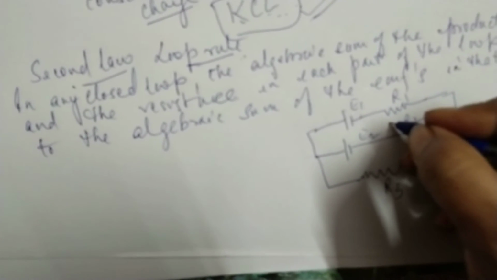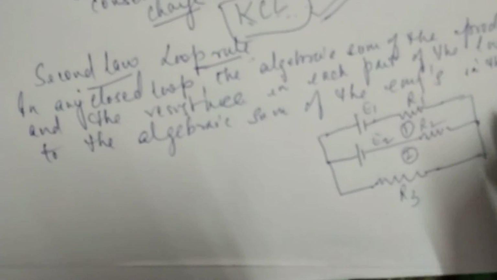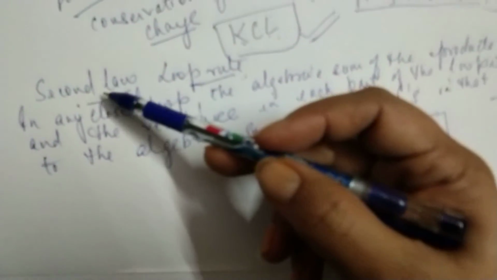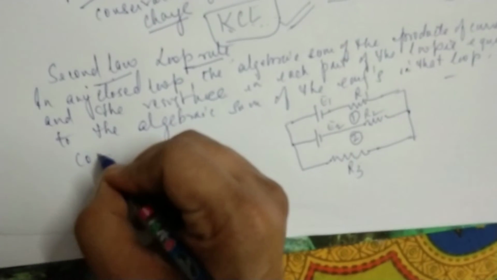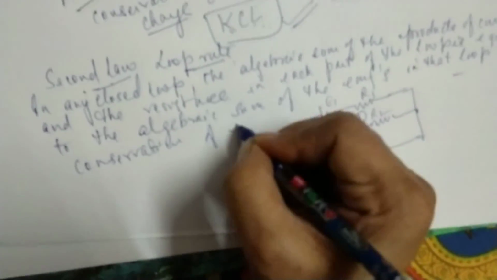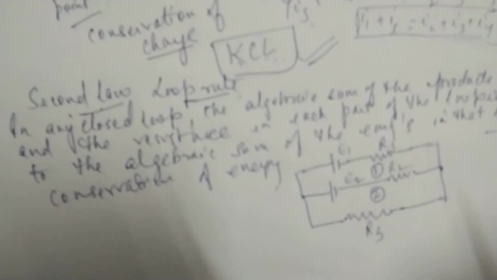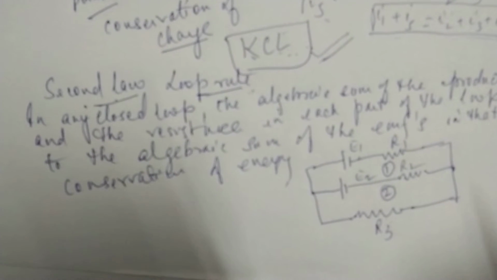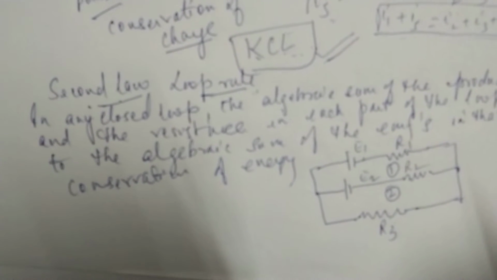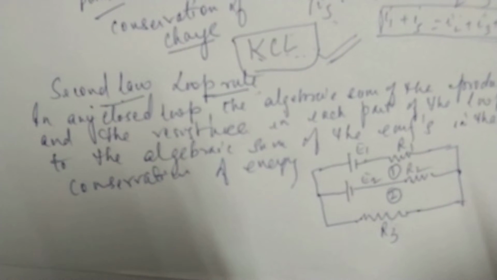We'll consider there are two loops. We'll consider this as the first loop and this is the second loop. Now when we are dealing with Kirchhoff's second law, it is based on the conservation of energy. Since it is based on the conservation of energy, we will take one loop, the first loop and the second loop. We are going to get two different equations and we are going to solve these equations to get values.